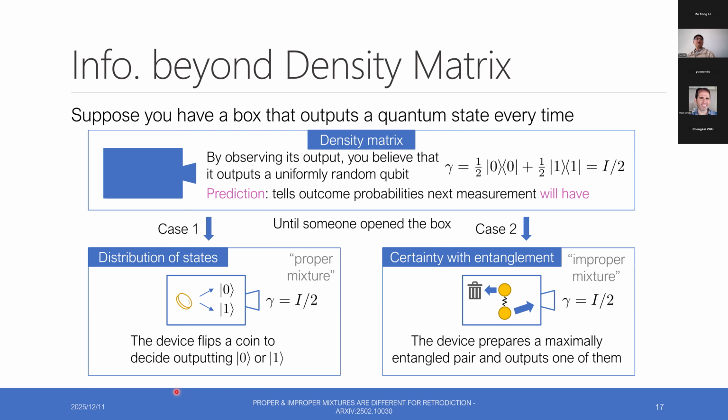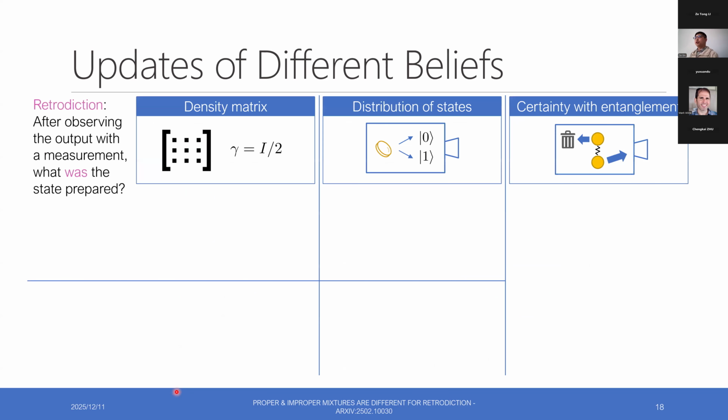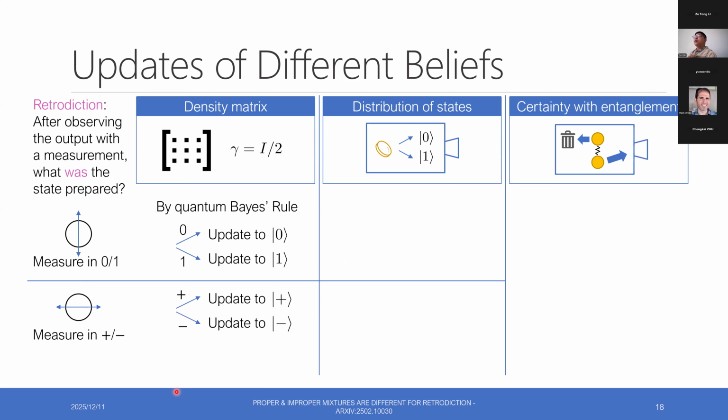So these are possibly different implementations of the box, and why are they important? Well, they are not so important if you want to do prediction. However, if you want to do retrodiction, there may be a difference. Retrodiction means that after we observe the output with some measurement, we want to know what the state just prepared was. So we consider 2 different measurements, 0, 1, or plus minus. In the density matrix scenario, as we showed before, we could use a quantum Bayes rule, and if you get 0, we update to 0, 1 to 1, plus to plus, minus to minus, according to the rules.